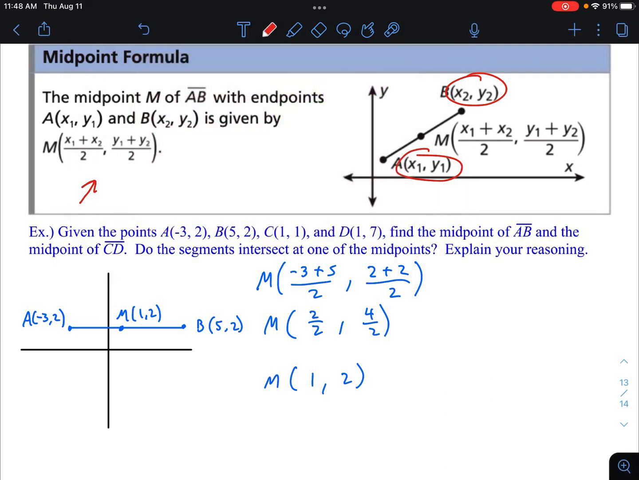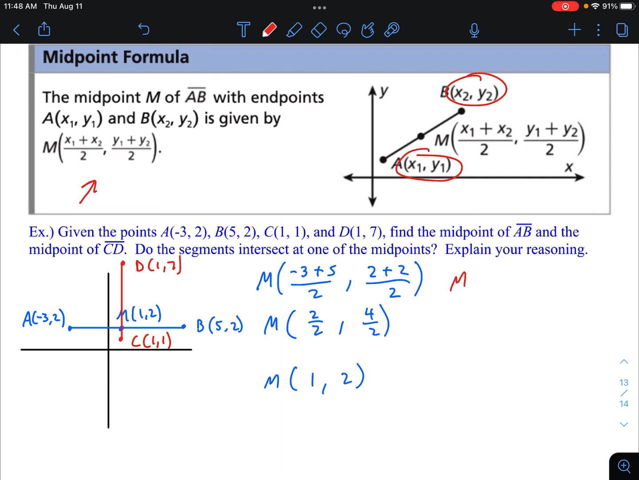Changing colors now, let's move over to red. C is at (1, 1), so we'll say C is about right there. D is at (1, 7), so straight up. Makes a nice little vertical line there. Again, a little bit more practice here.